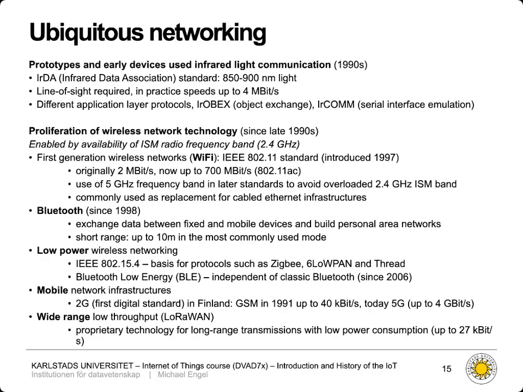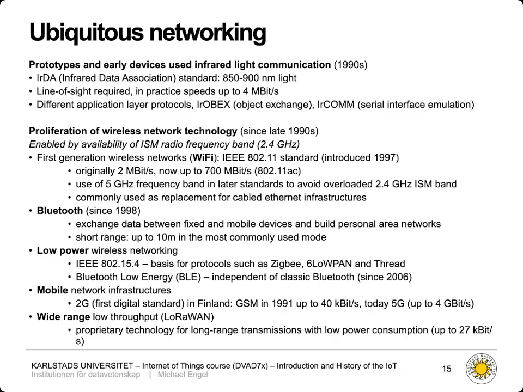So as we've seen, very many of the prototypes and the early devices used infrared light communication in the 1990s because wireless radio networks weren't really available or affordable. So there's a standard called the IRDA, Infrared Data Association Standard, which used infrared light in the 850 to 900 nanometer spectrum. And of course, as you know, with your television remote control, mostly you require line of sight. And in practice, speeds are pretty low. You could get up to 4 megabits per second, but you had to be very lucky. So very often it was a couple of kilobits per second. So transferring a video or something over this would have been impossible.